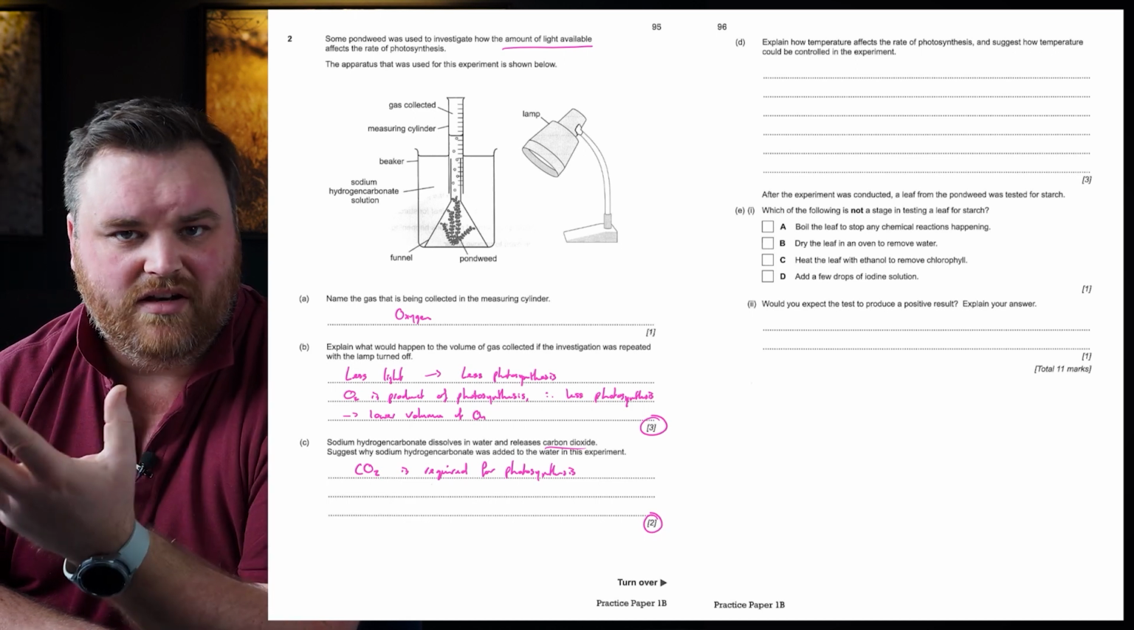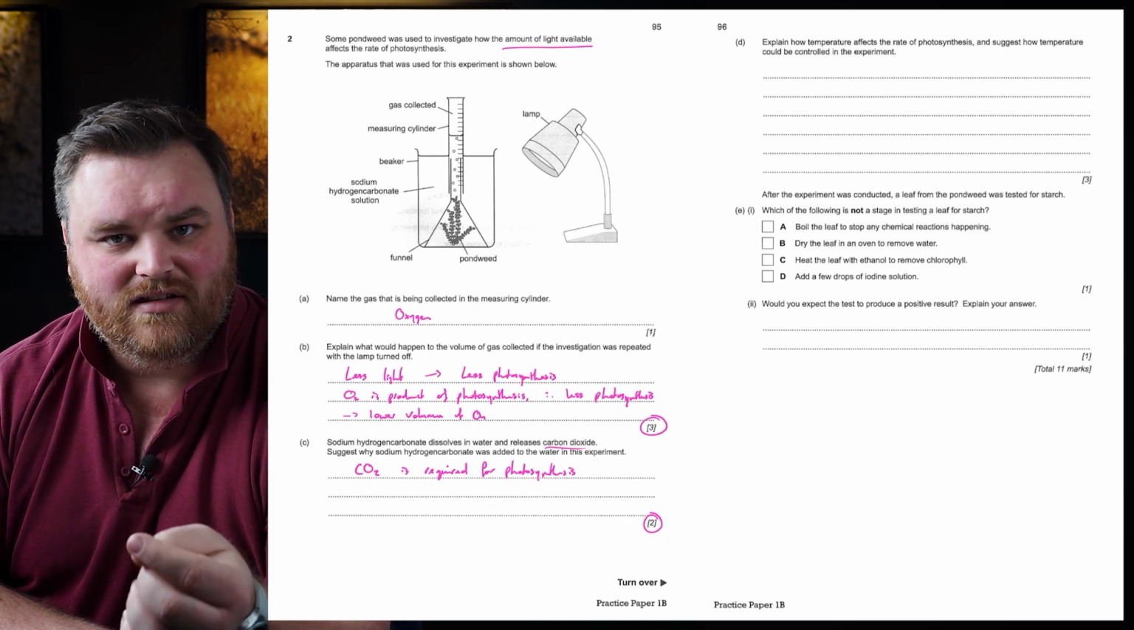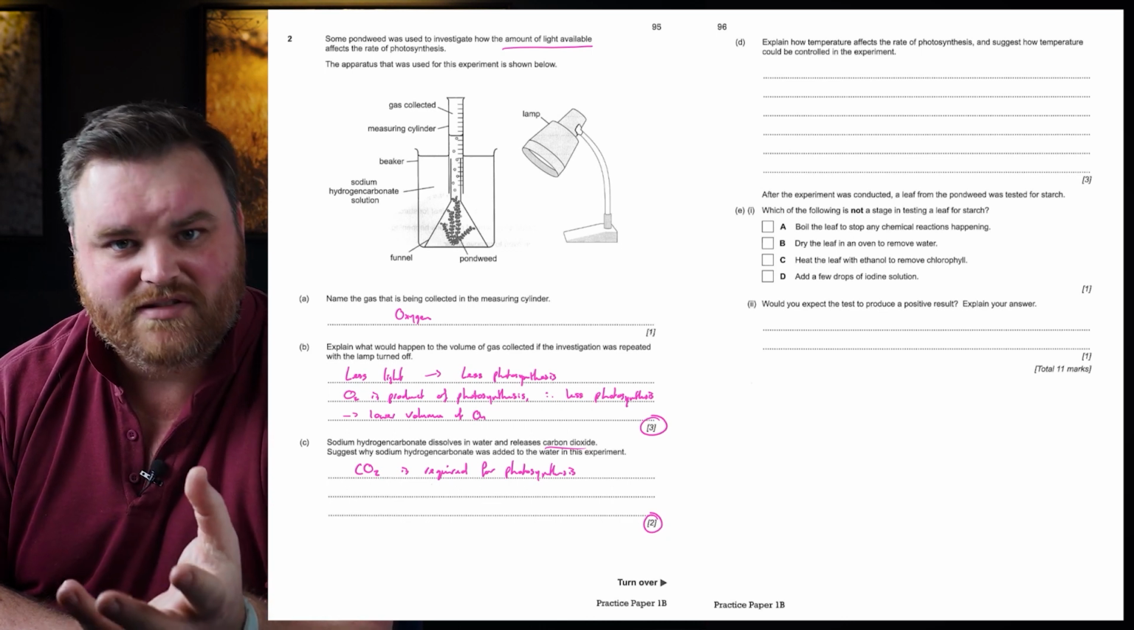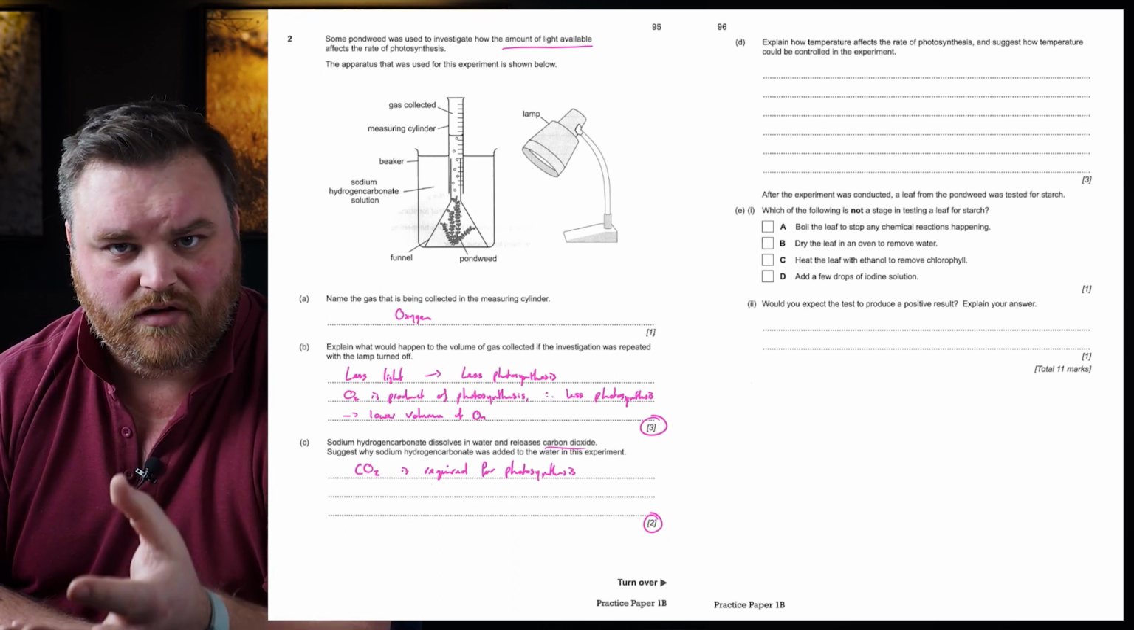So we want carbon dioxide in that water in excess, so that it's always the light that is limiting the rate of photosynthesis, or as much as possible, to give us the best possible answer when we're doing our experiment.